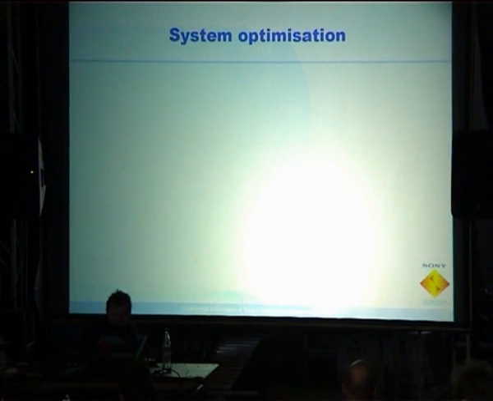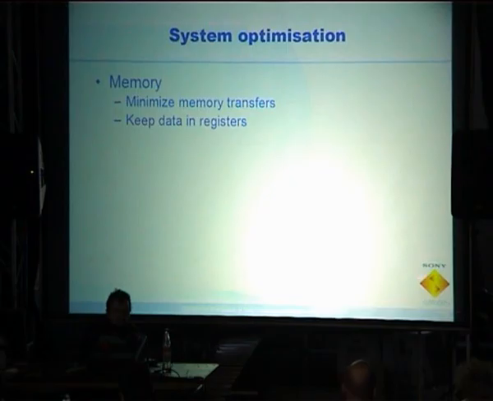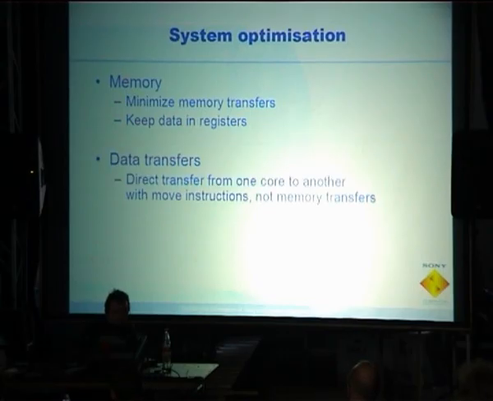For system optimization, minimize your memory transfers, because everything you transfer goes through the bus, which slows down the CPU, because you've got 2 cores and you have to transfer stuff in between. So keep transfers low. Keep data in registers. For data transfers, the best thing is going from core to core without having to store in memory.